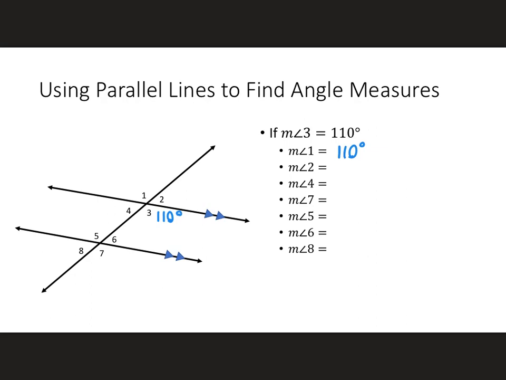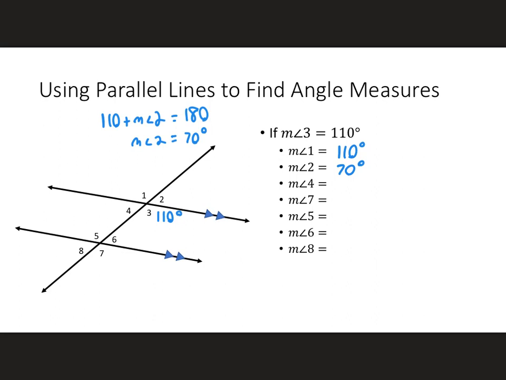We can figure out what angle 2 is going to be because we know that 2 and 3, these two, form a linear pair. So they add up to 180 degrees. So we can just do a simple equation: 110 plus the measure of angle 2 equals 180. And if we subtract 110 from both sides, we'll get the measure of angle 2 equals 70 degrees.